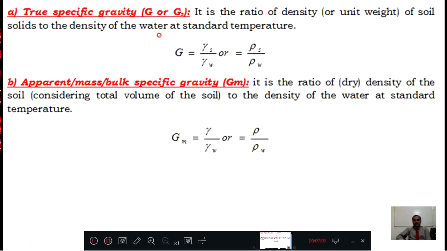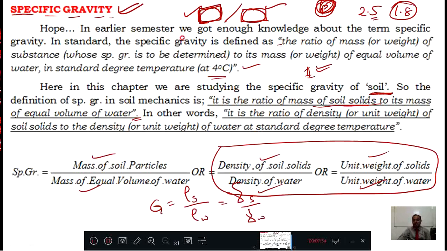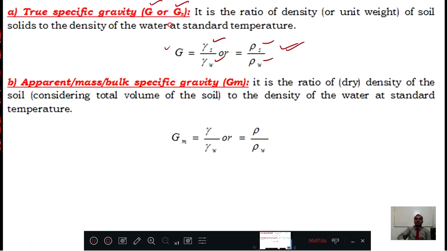And in geotechnical engineering we define the specific gravity in two different ways. That is the true specific gravity. True specific gravity we will call G. Sometimes in textbooks they write it as G S. It is the ratio of density or unit weight of solids to the density of water at standard temperature. Just as I defined, gamma S by gamma W or rho S by rho W is your G. The same definition applies to the true specific gravity.